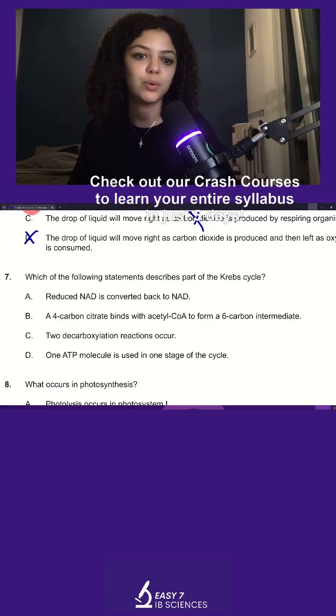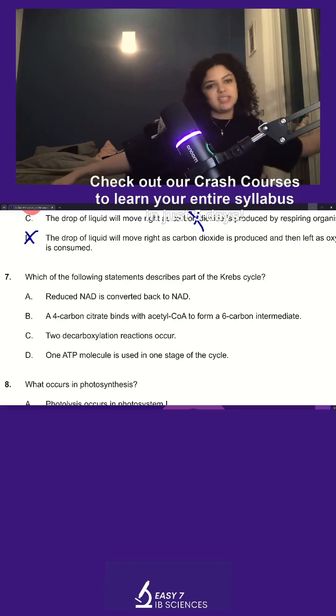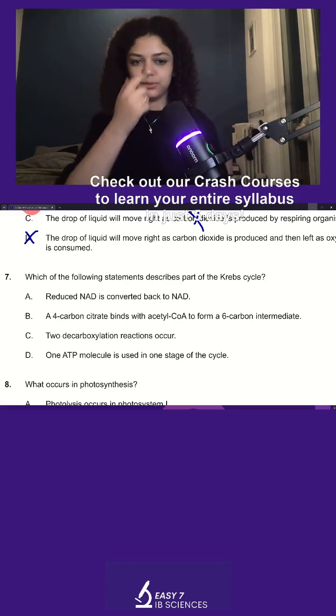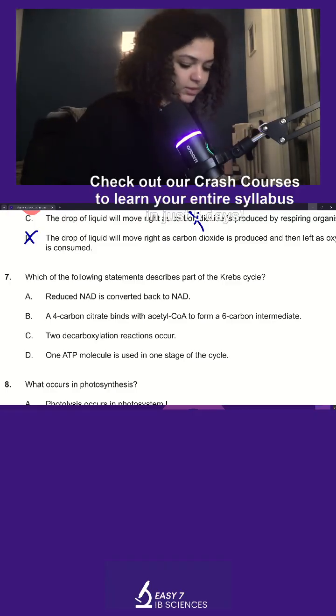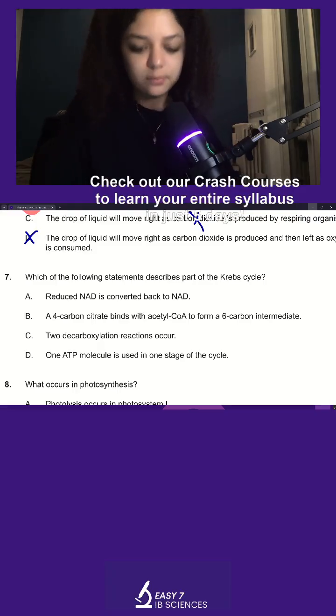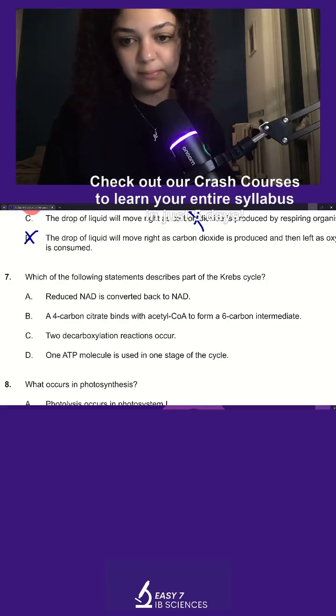Uh-oh. We got Krebs cycle. This Krebs cycle haunts me every day in medical school and haunts me in IB. Is anyone thinking of studying medicine? Because this will haunt you forever.